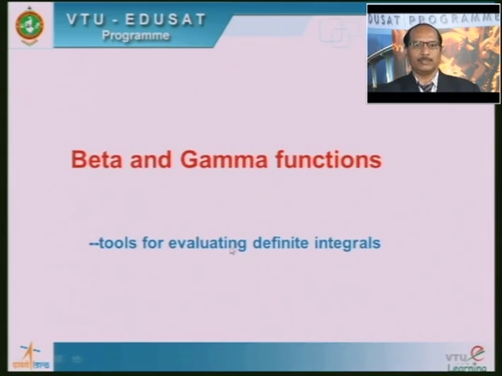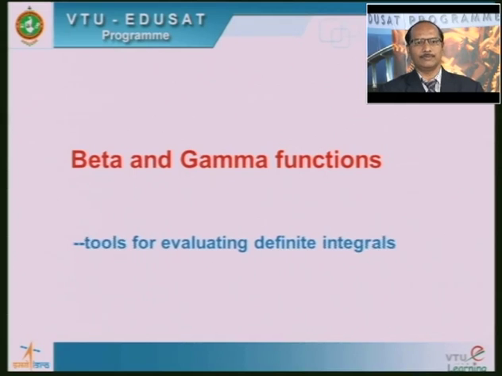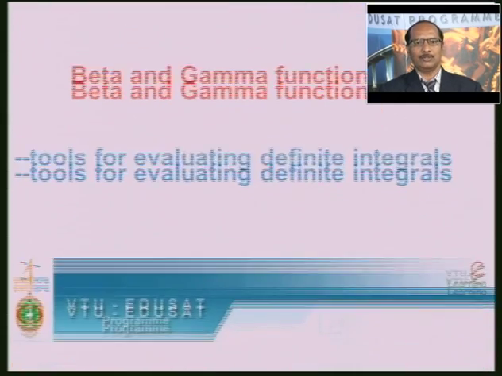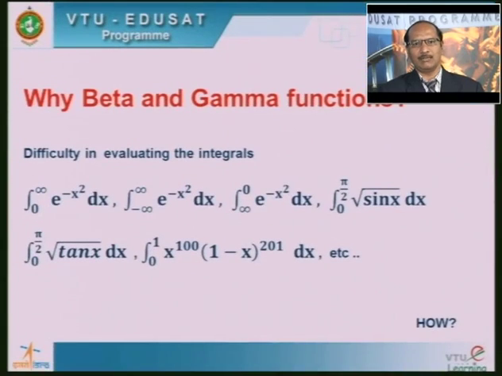Now, that was about the double and triple integrals we discussed in the earlier sessions. Now, we will move to the beta and gamma functions. This is also included in our multiple integral chapter. So, what are the beta and gamma functions? These are tools, we can say, for evaluating integrals. Why beta and gamma functions?